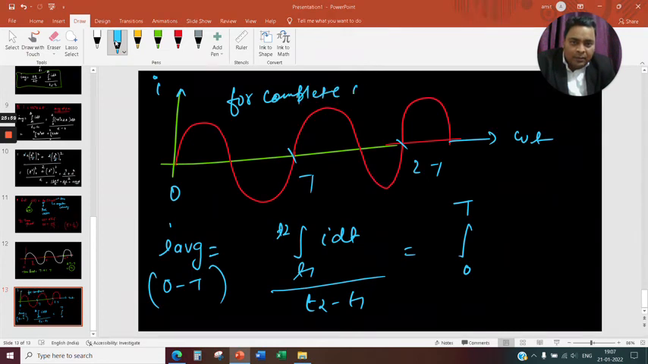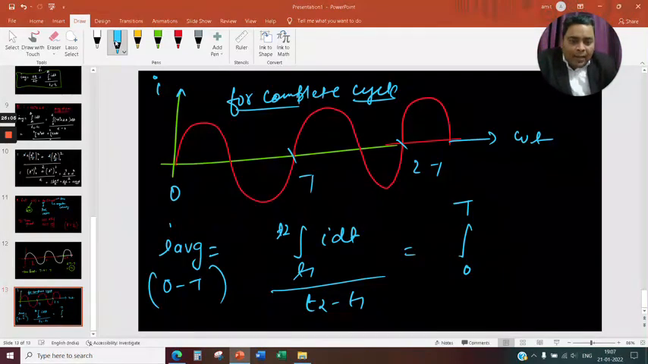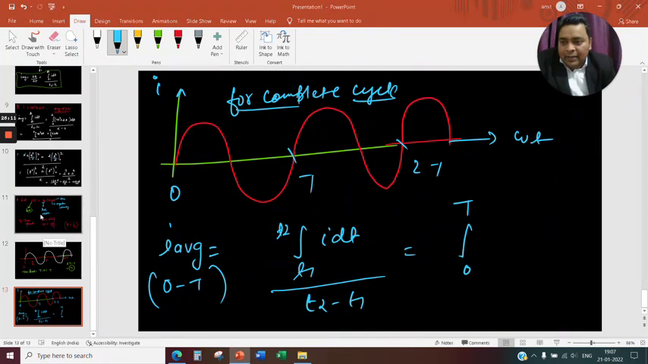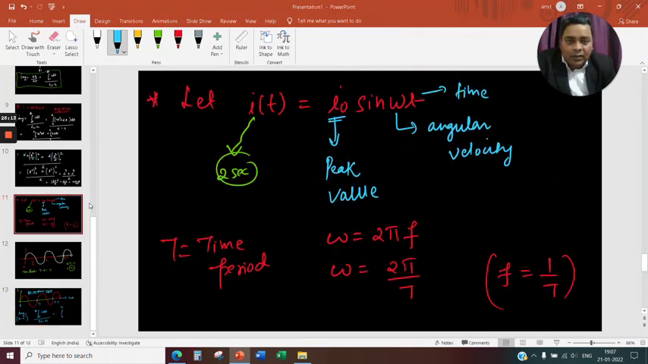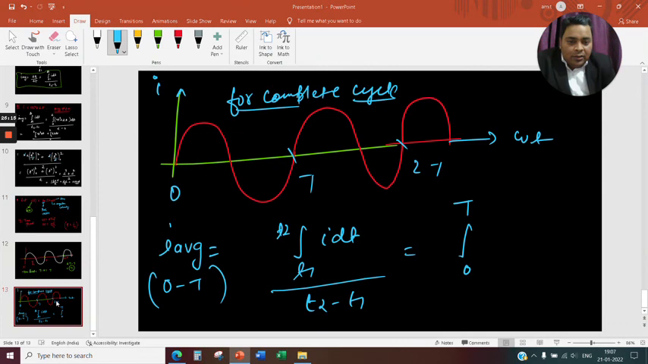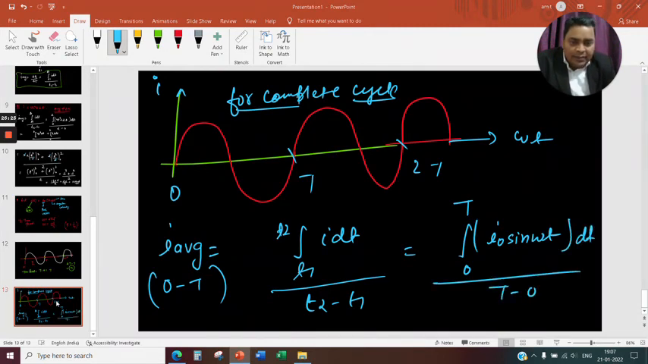For a complete cycle, we are calculating I average here, from 0 to T. What is the equation of I here? That is I naught sin omega t. We have taken the equation here. I is equal to I naught sin omega t. So in place of I, we have to put the value I naught sin omega t dt divided by T minus 0 here.